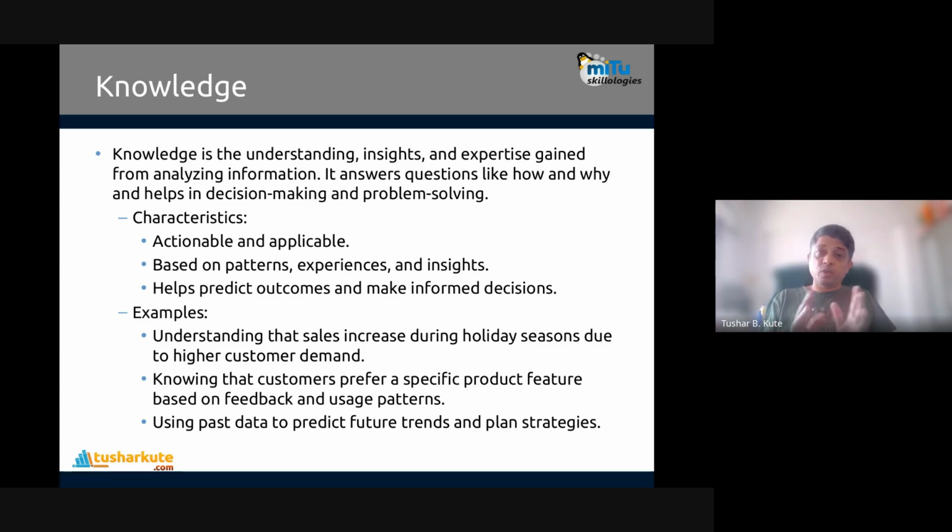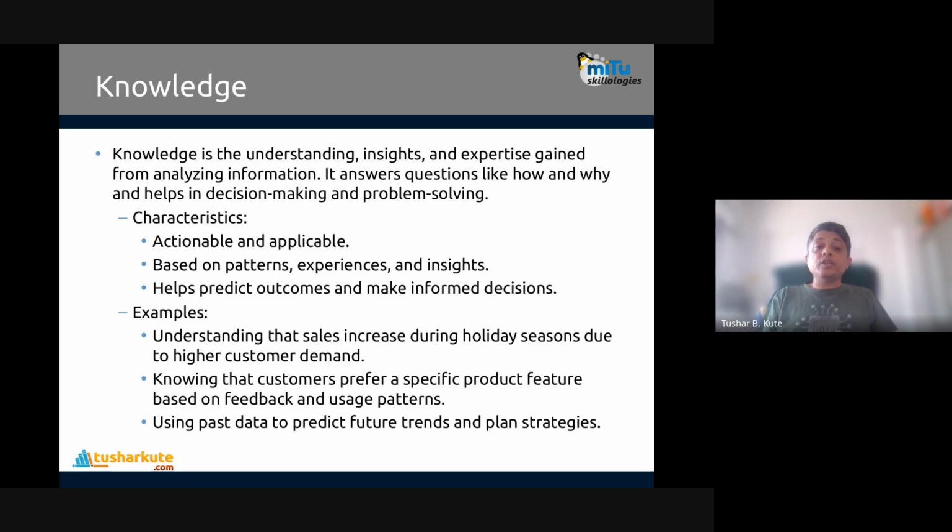Let's take an example. What knowledge will I get? Continuing with the previous examples: understanding that sales increase during holiday seasons due to higher customer demand. Correct, holiday seasons, and because of that, the sale is increased. We got knowledge. I just mentioned that sales increased by that percentage. Okay, but how is it increased? Yes, holiday seasons are there.